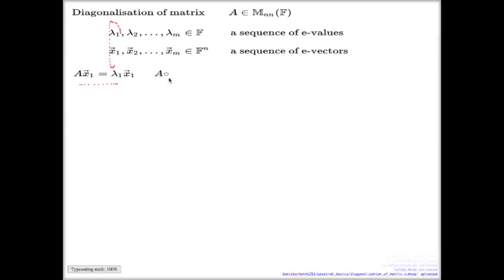Right, so here's my sequence of eigenvalues. Here's a sequence of eigenvectors. Here's the defining property of an eigenvalue and eigenvector. This pair is connected through this relation. The next pair is connected through this relation. For each of these m pairs, we have such a relation. It's just what we call an eigenvalue and an eigenvector.